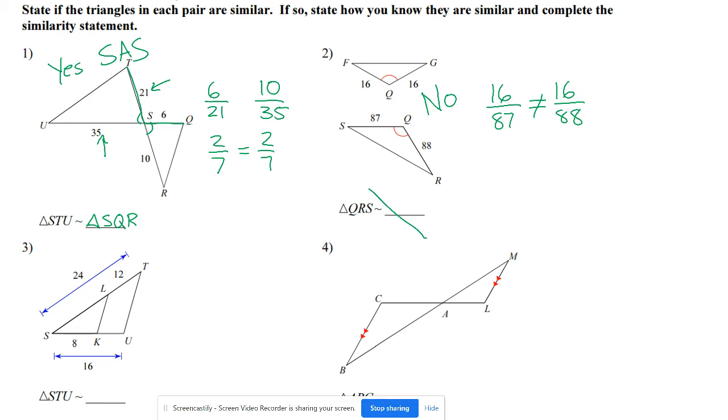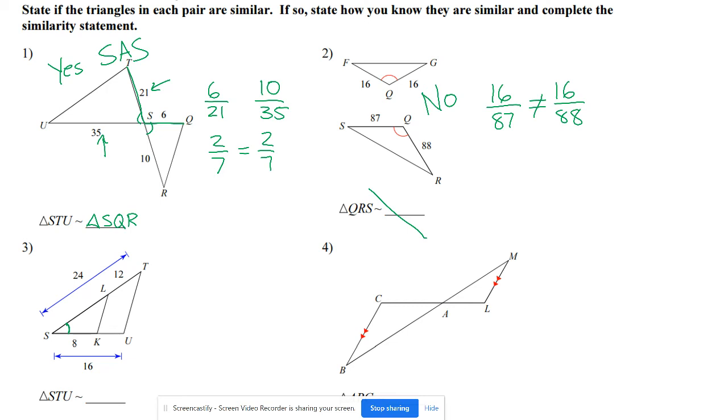On number 3, this is a triangle within a triangle. I can use my reflexive property here to say angle S is congruent to itself. One thing I need to do here, though, is I know the sides of the big triangle are 16 and 24. The little triangle, though, I have an 8. I need to know what this other side is.